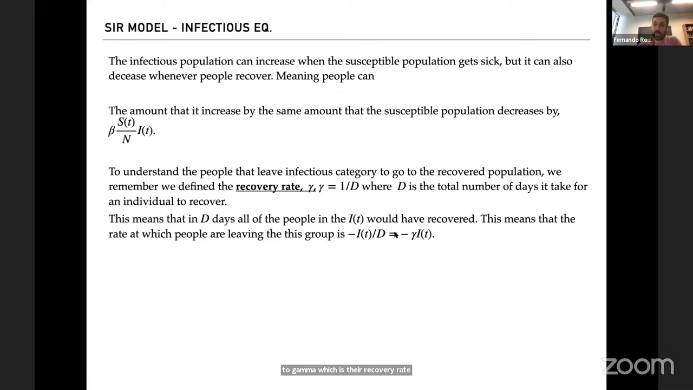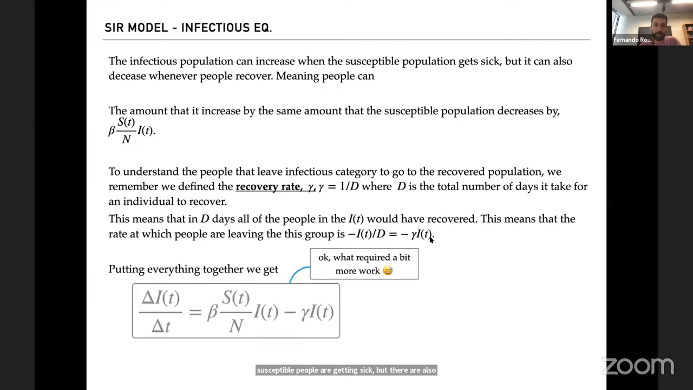Here you can see again these two competing factors. There are more infectious people as time evolves because susceptible people are getting sick, but there are also fewer infectious people as time passes because they are recovering. So let's put this together. We'll have that the change in infectious population over time will be an increase due to susceptible people getting sick, and a decrease due to infectious people recovering.